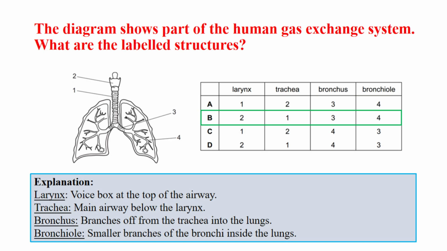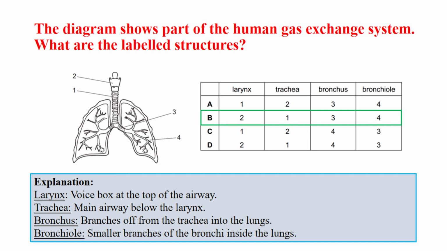Now let's dive into our next question about the human gas exchange system. Take a look at the diagram showing parts of the respiratory system. We need to identify the labeled structures by matching the number with the structure labels correctly. Therefore, the larynx, 2, is the voice box at the top of the airway system. The trachea, 1, is the main airway that extends downward from the larynx. The bronchus, 3, branches off from the trachea and enters the lungs. The bronchiole, 4, are smaller branches within the lungs that lead to the alveoli. So, matching these structures correctly, the right answer is B, 2 1 3 4.